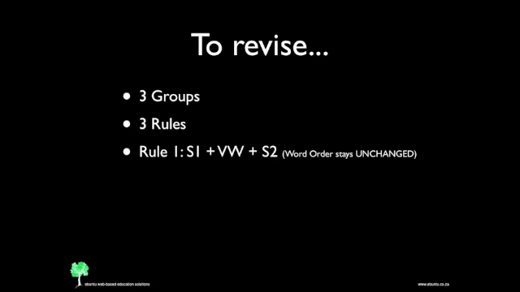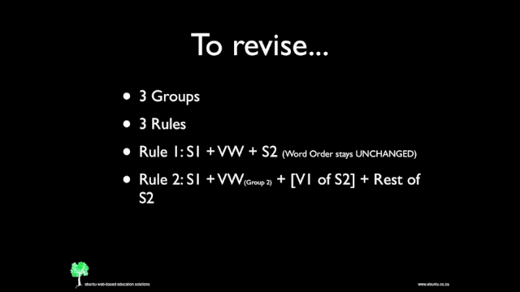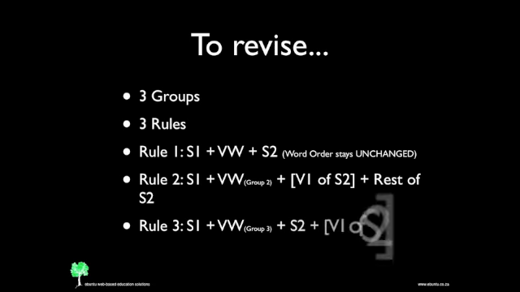Let's just quickly recap. We've got 3 groups of conjunctions, which means we have 3 rules. Rule 1 to revise: sentence 1 plus VW plus sentence 2, word order stays unchanged. Rule 2: sentence 1 plus VW in group 2, then the verb 1 of sentence 2, and then the rest of sentence 2. And in group 3, you've got sentence 1, then the conjunction, group 3, then sentence 2, and right at the end of sentence 2, you put the verb 1 from sentence 2.